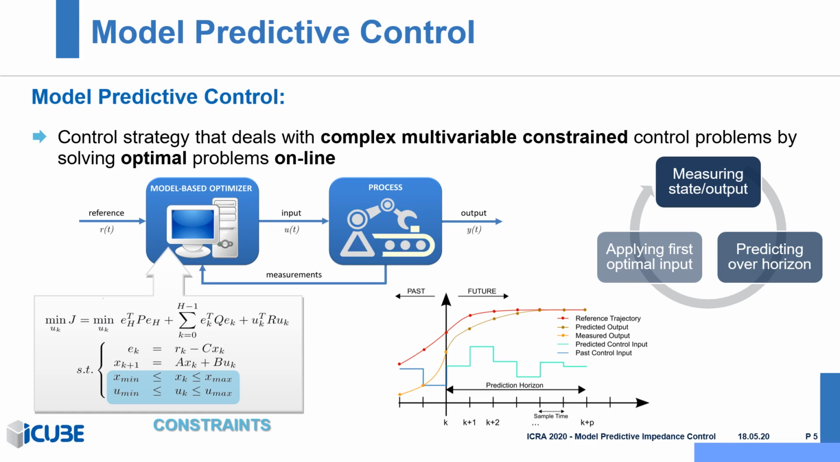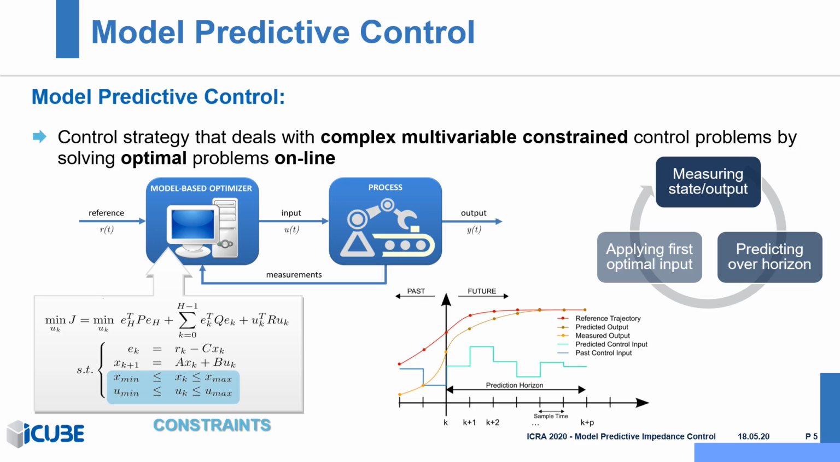In order to deal with constrained systems, a popular control strategy is model predictive control. Model predictive control deals with complex multivariable constrained control problems by solving optimal problems online. It consists of a model-based optimizer to which a cost function is given subject to a plant model, some set points and constraints on inputs and states.